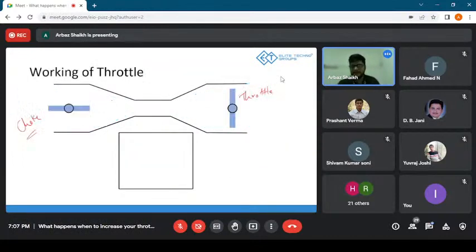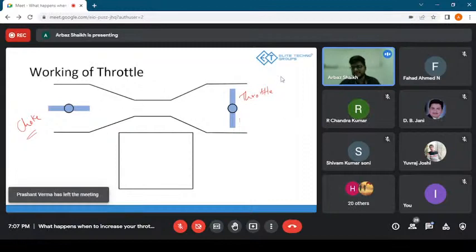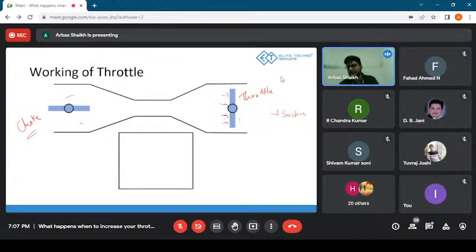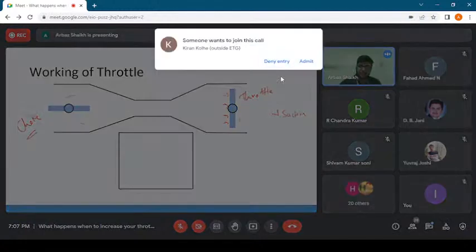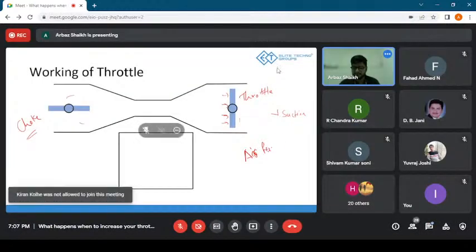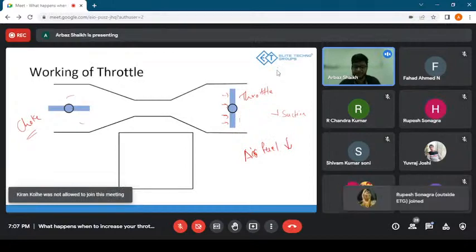What we have done is add a restriction on this side. Because there's a restriction, when the suction force occurs at the engine side, the flow of air would be restricted by this throttle. It wouldn't let the air move forward. Because of that, the air and fuel mixture flowing into the engine would be less, since the throttle is in the upright or closed position.